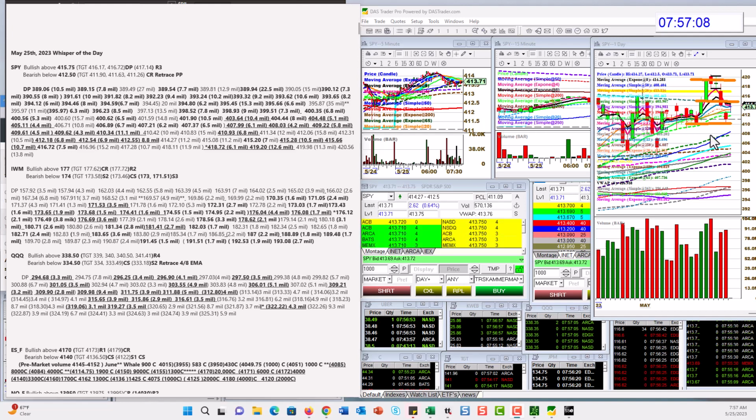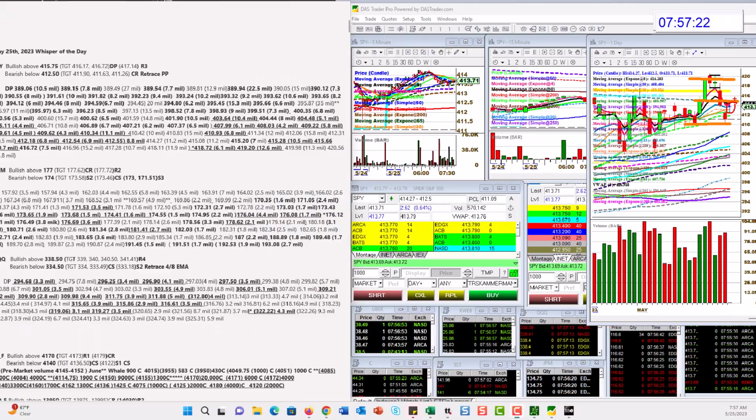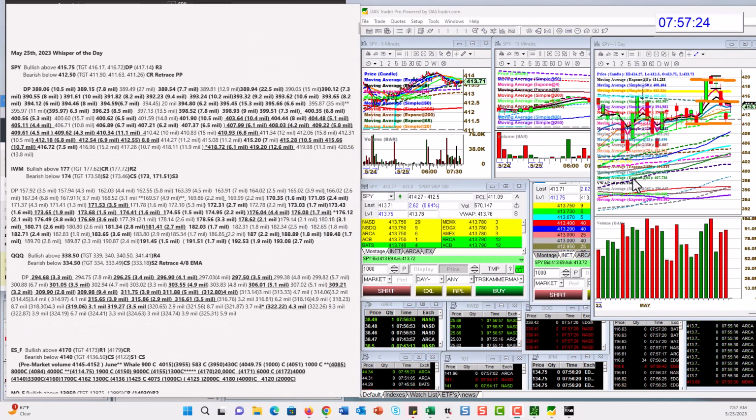We're currently in between a couple of dark pool heavy levels in orange right here. And we're not in a great spot on the SPY. I probably wouldn't even trade this today. The Qs look a lot better. All right, focus on that. But we're going to be bullish above 415.75, bear below 412.50.